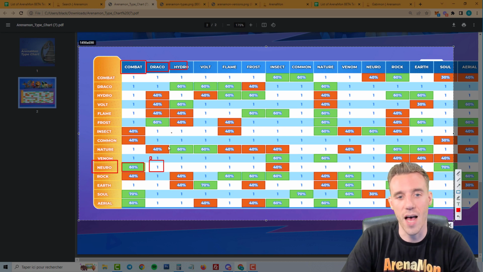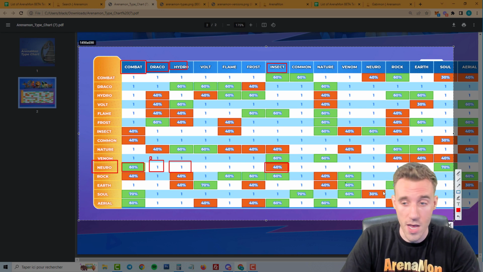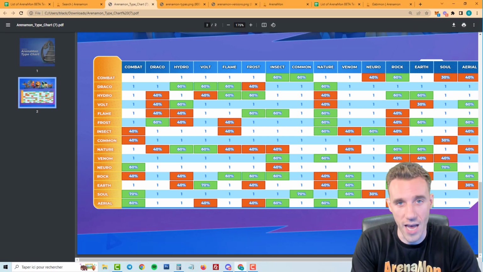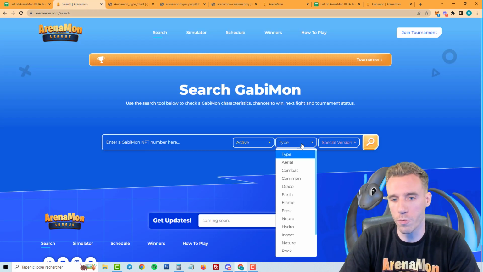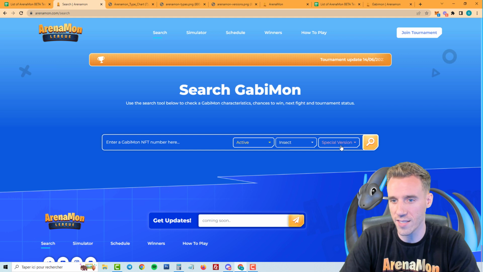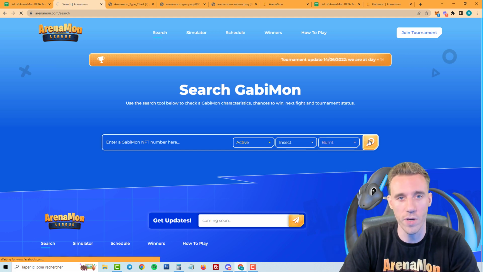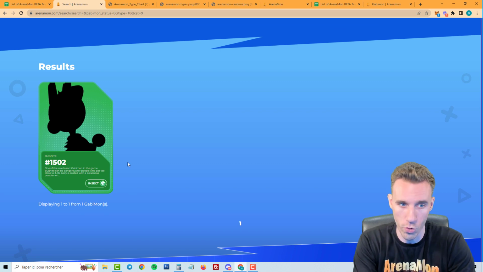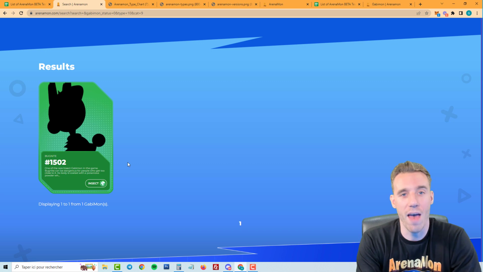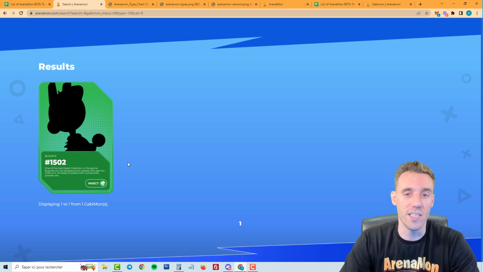If you fight against Hydro, this is 50-50. If you fight against Insect, it's 40%. So actually, the Neurotype has only one weakness in the game. This is the Insect type. And if you go in the search option and filter by insect, and I'm going to select this one for example, you can see that out of 61 monsters in the tournament, we have only one insect. So the probability of having a fight against insect is very low.